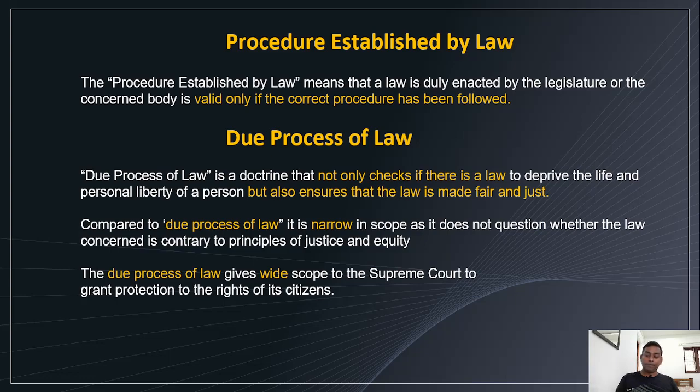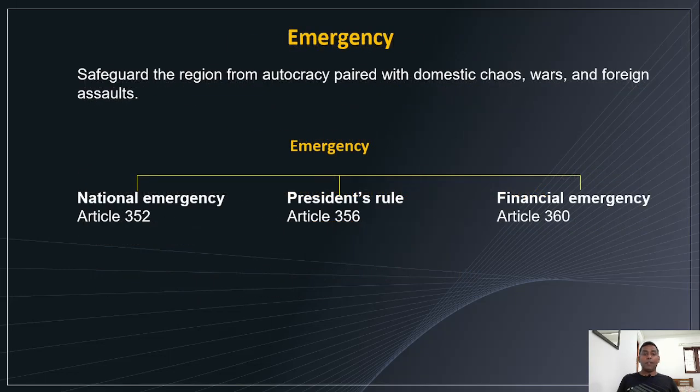Then emergency, that safeguards the region from autocracy paired with domestic disturbances, wars, and foreign assaults. There are three types of emergencies: national emergency, president's rule and financial emergency. National emergency is under Article 352, president's rule Article 356, and financial emergency Article 360.